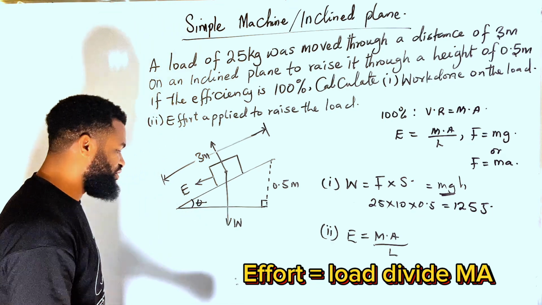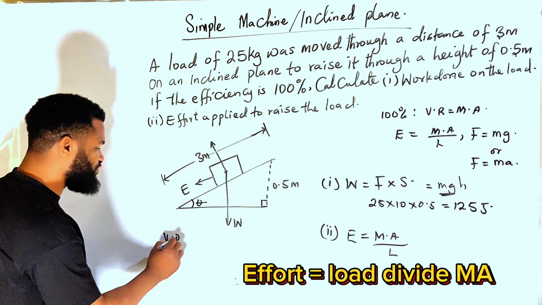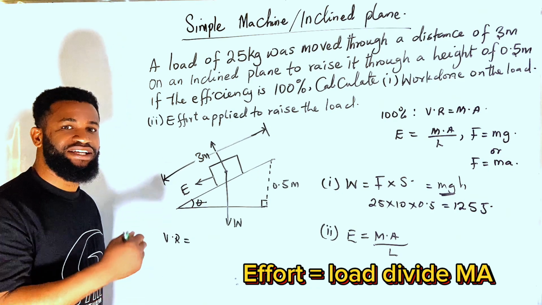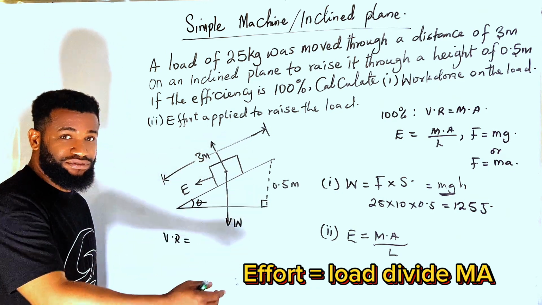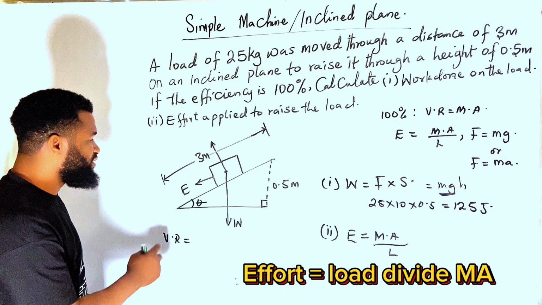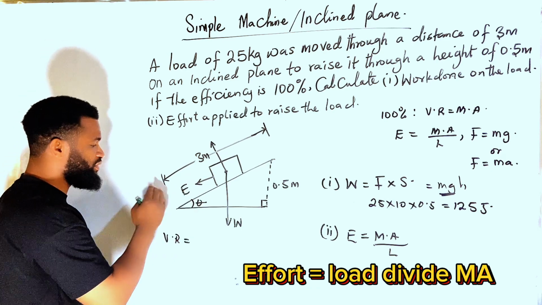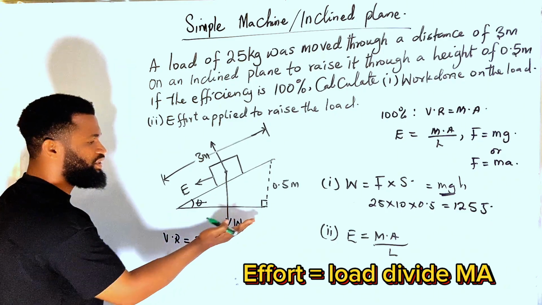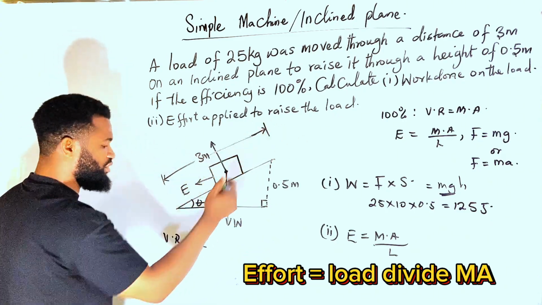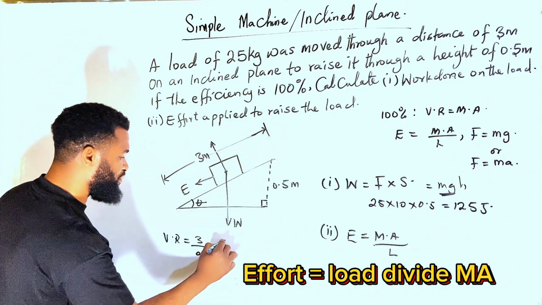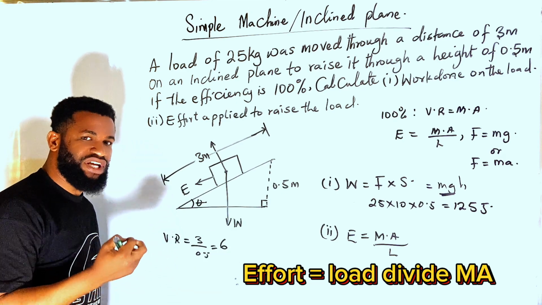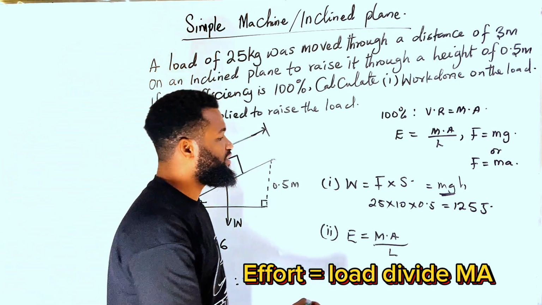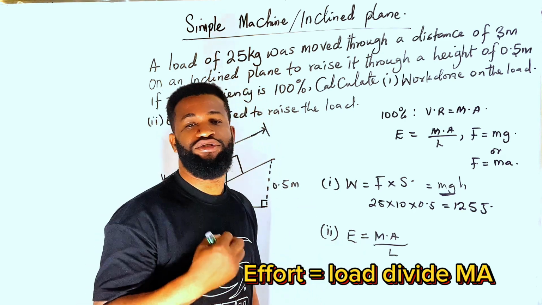So what is velocity ratio? Remember, velocity ratio is always distance moved by effort over distance moved by load. What is the distance moved by effort? This is the effort, and this is the distance it has moved, which is 3, all over the distance that the load has moved, which is 0.5. Therefore, velocity ratio is 6 without any unit. So if velocity ratio is 6, it simply means that mechanical advantage is also going to be 6.